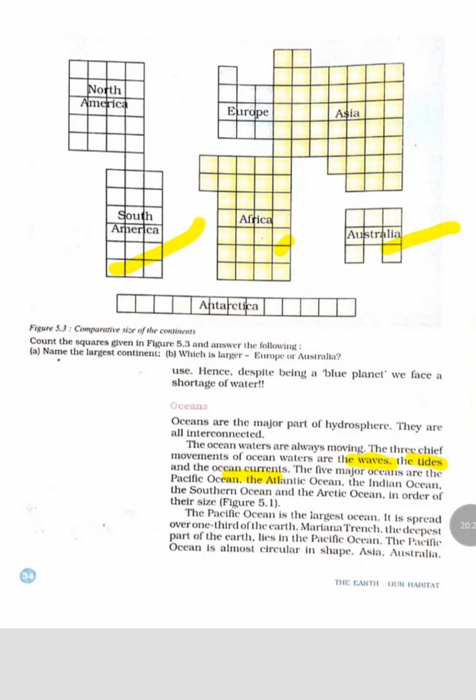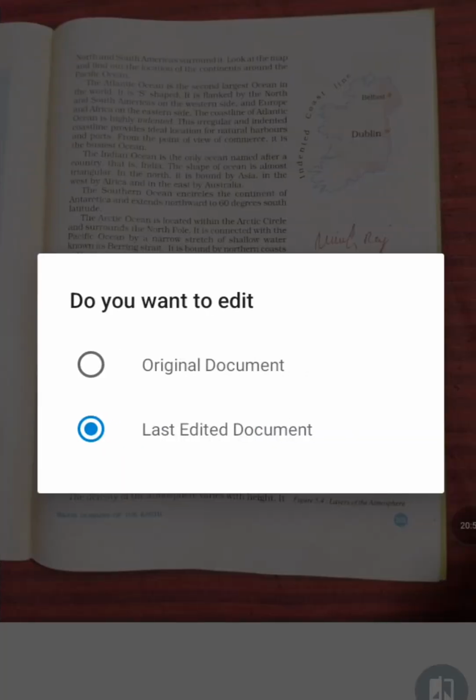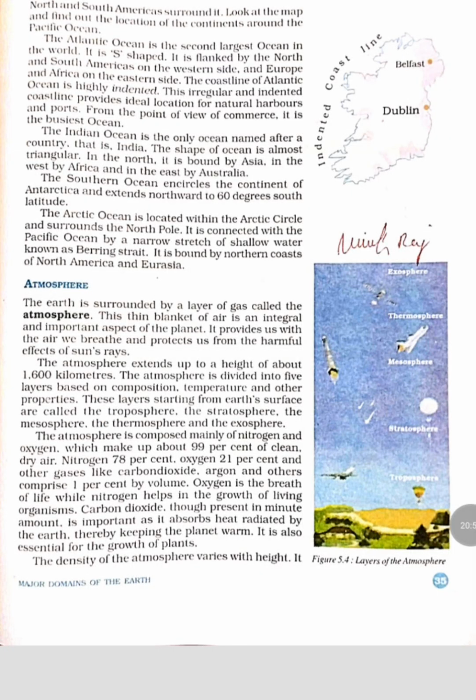The Pacific Ocean is the largest ocean. It covers over 1/3 of the earth. The Mariana Trench, which is the deepest part of the earth, lies in the Pacific Ocean. The Pacific Ocean is almost circular in shape, surrounded by Asia, Australia and the continents like North America and South America. Look at the map.